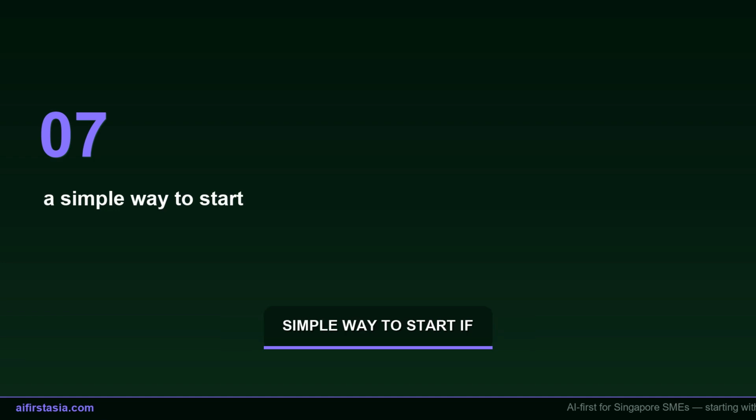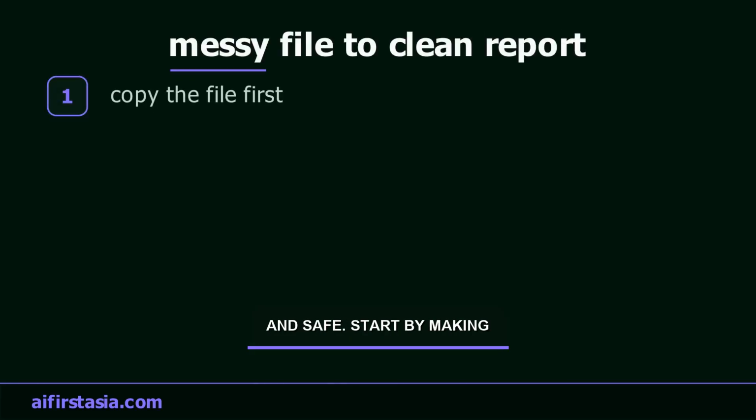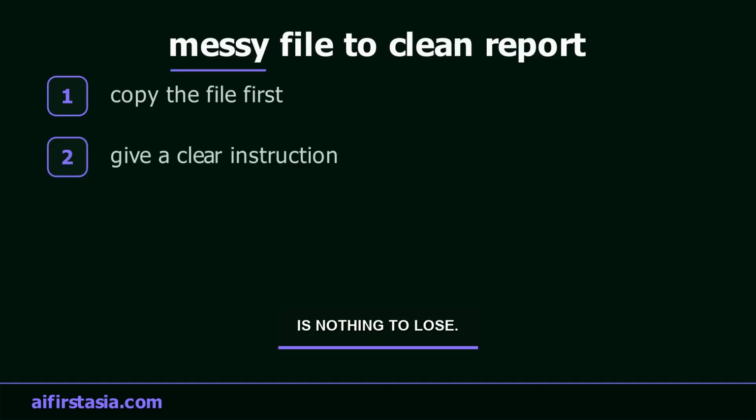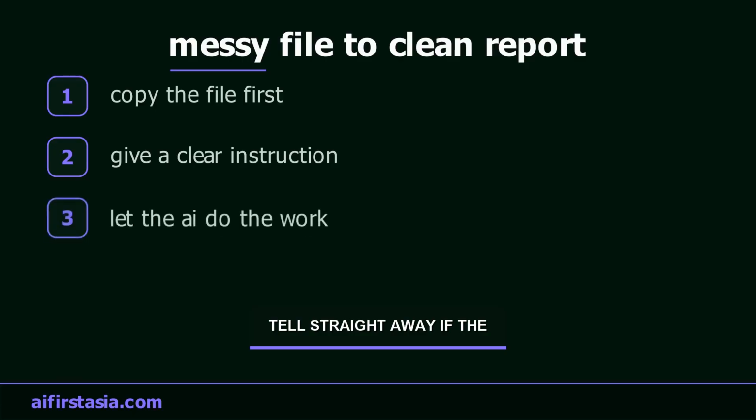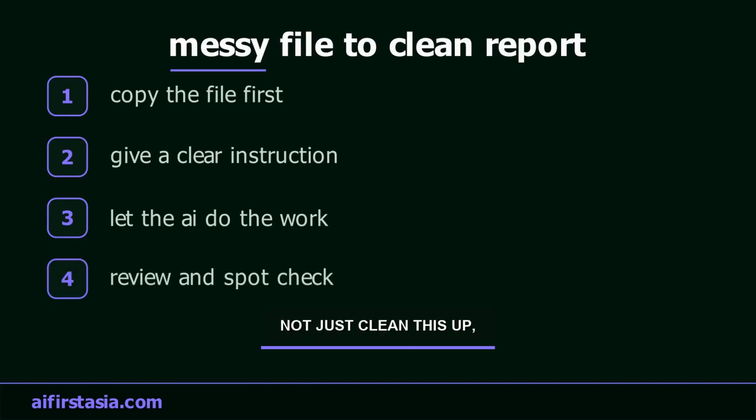A simple way to start. If you want to try this, keep the first run small and safe. Start by making a copy of your spreadsheet and work on the copy, never the original, so there is nothing to lose. Pick one file you know reasonably well so you can tell straight away if the output looks wrong. Then give the AI a clear, specific instruction. Not just "clean this up", but exactly what you want done and what the final result should look like.